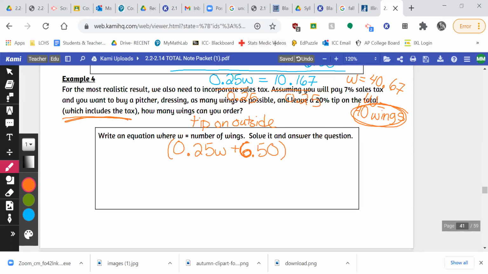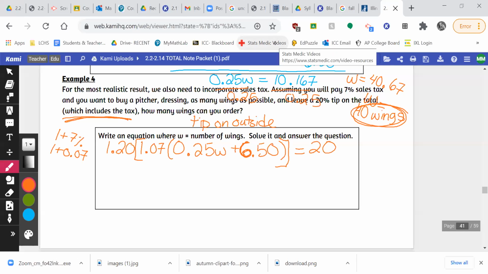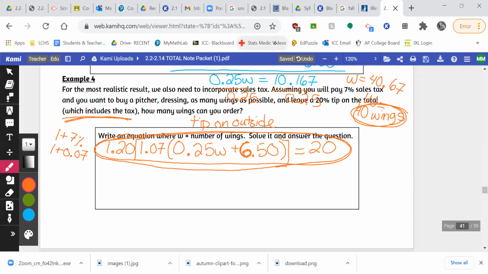So if we have tax, that's also an increase. So it's going to be 1 plus 7%, which is 1 plus 0.07. And then on the outside of that, we are going to apply the tip of 20%. And that all together will give me the $20 that I will spend. Okay.